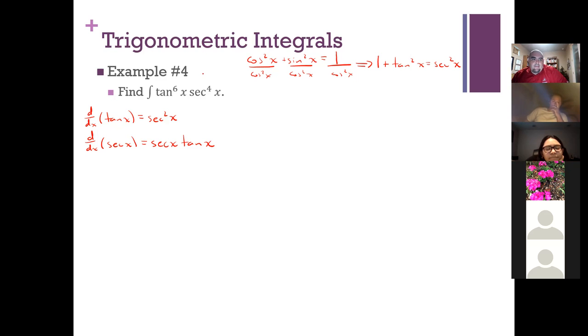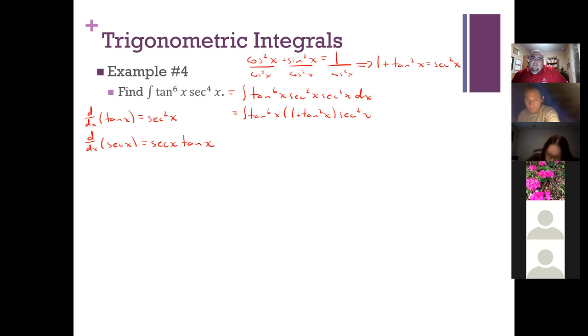Let's try that. So let's start by factoring out, so we get tangent to the 6 of x, secant squared x, secant squared x, dx. And I get tangent to the 6th x times 1 plus tangent squared x, secant squared x, dx. And I'll do one more move here: tangent to the 6 of x plus tangent to the 8 of x, secant squared x, dx.